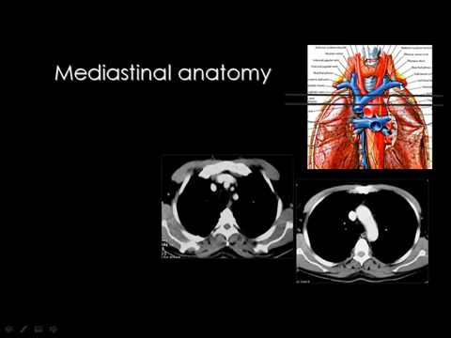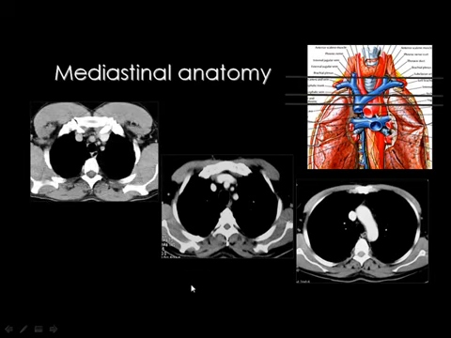Then you also see the left innominate vein crossing the midline to join the right innominate vein to form the superior vena cava. And this is the left innominate vein crossing the midline to join this right innominate vein to form the superior vena cava. If you go more up, the anatomy is the same.